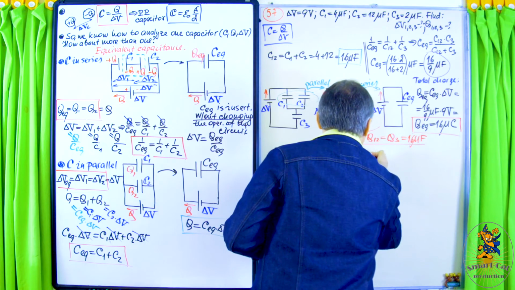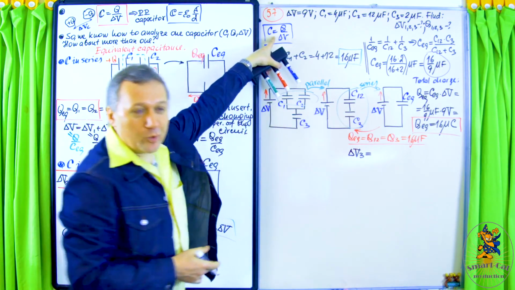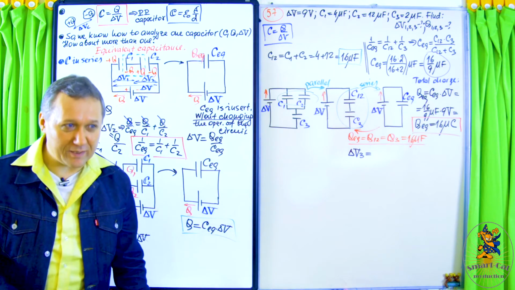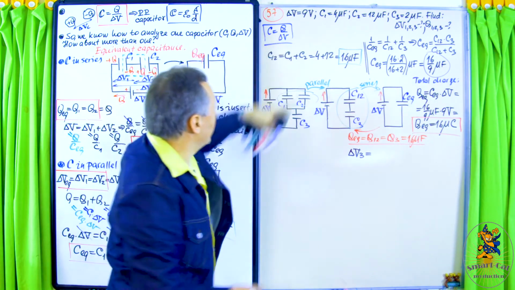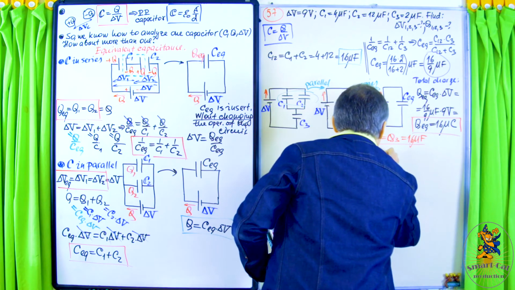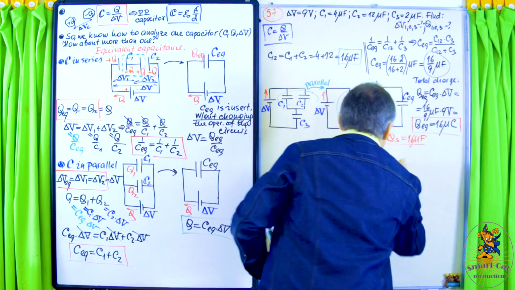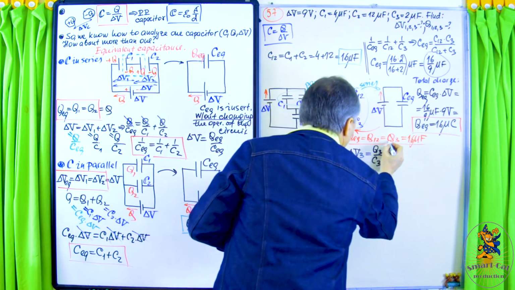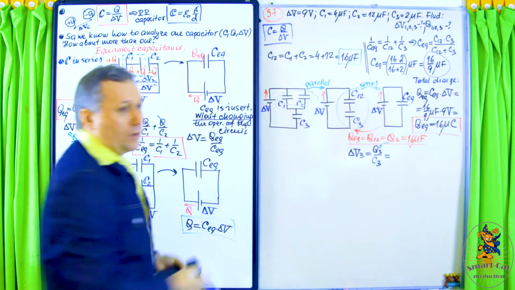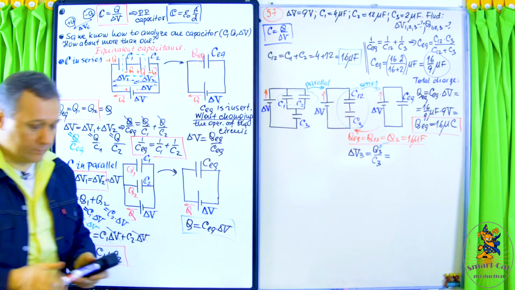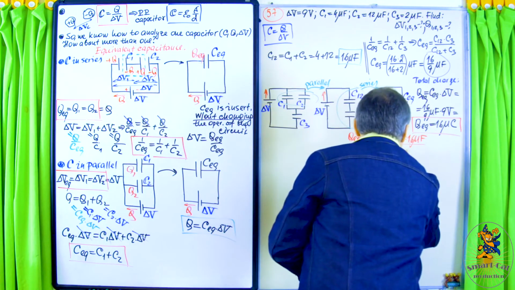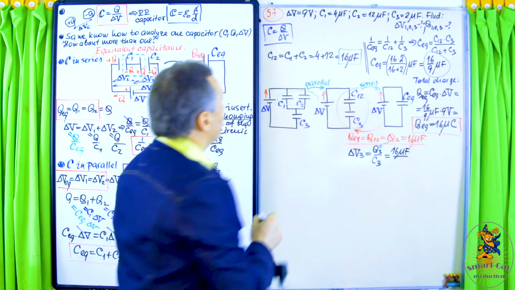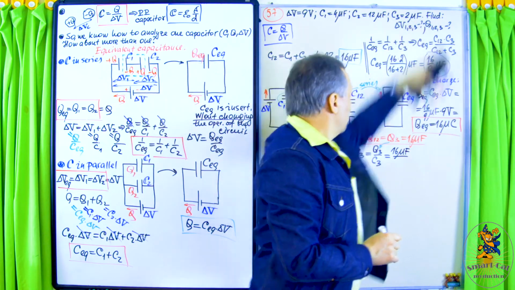So now I can get delta V3. Delta V3 equals, again, that's why I told you I need that formula somewhere in the corner so that I can rewrite it properly without making silly mistakes. So delta V will be Q divided by C. So it will be Q3 divided by C3. Q3 comes from the bridge. C3 is given in the problem. Okay, so it will be 16 microfarads divided by the value of C3, which is here, 2.